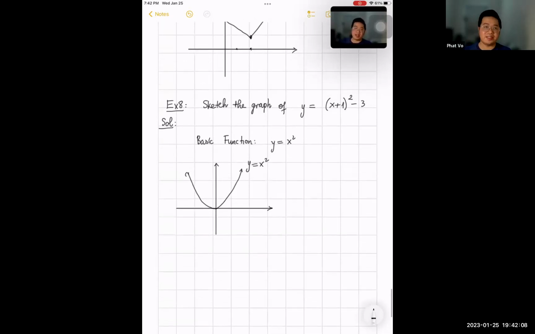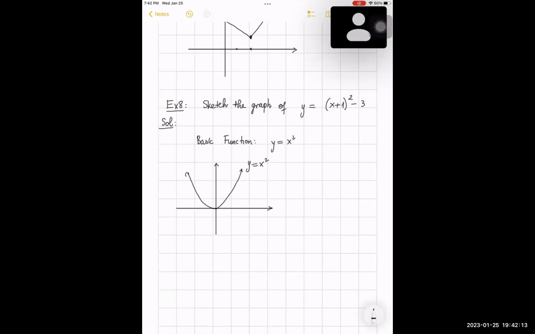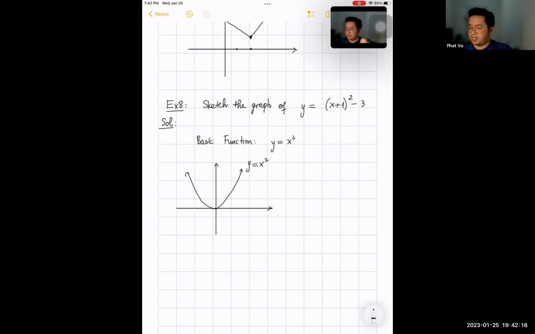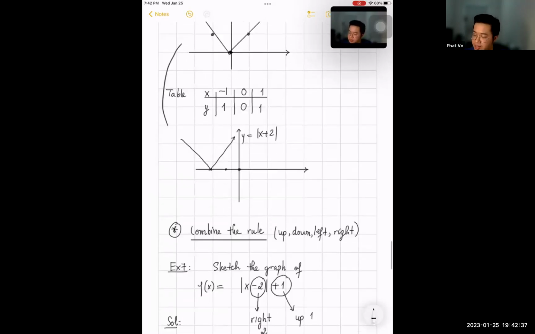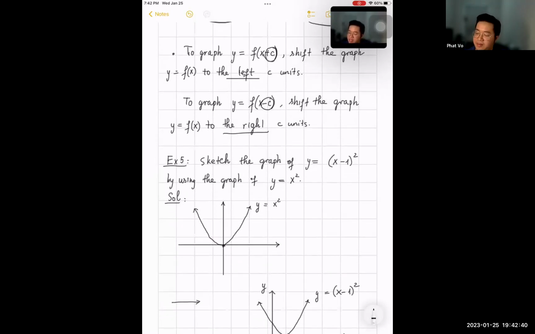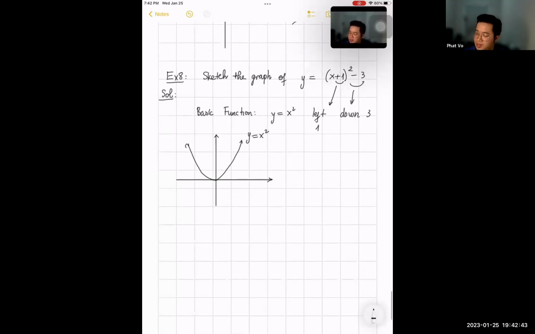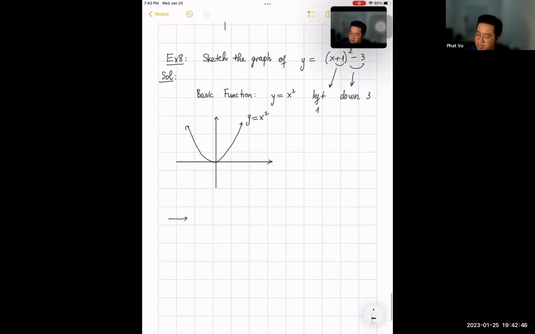Could you tell me what I need to do now? Up, down, left, right? Down 3 and left 1. Okay, thank you, Chelsea. Yeah, very good. Minus 3, so you will go down 3, right? The 1 is inside, and this is the plus, so go left, right? Left 1. Okay, exactly. Use the rule here. It's a plus, so go to the left. So now the answer should be like this.